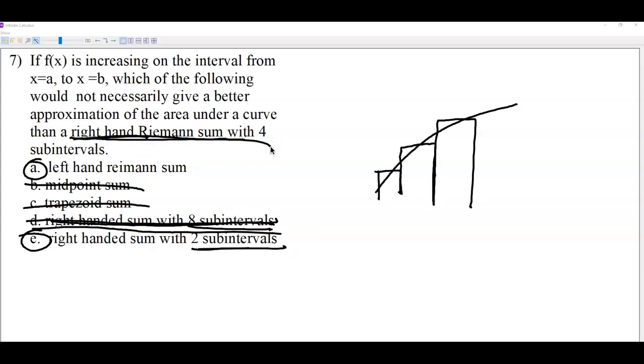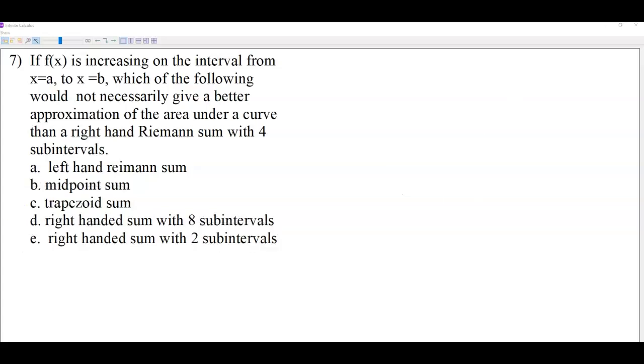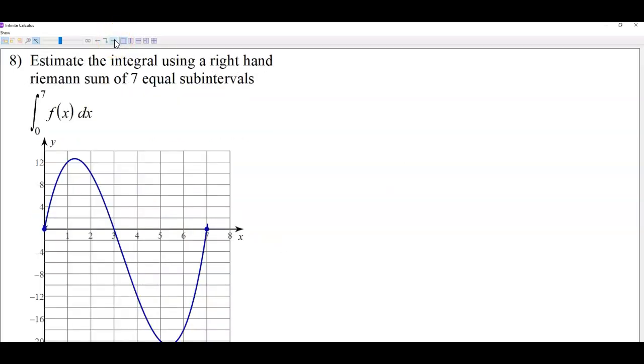So the 2 options up here that would not necessarily give a better approximation would be a left-hand Riemann sum or another right-handed Riemann sum with fewer subintervals. But the other 3 that I crossed off, those would have to absolutely give us a better approximation than we had originally. So just some stuff to think about there. All right, the rest of these are all geometry questions.